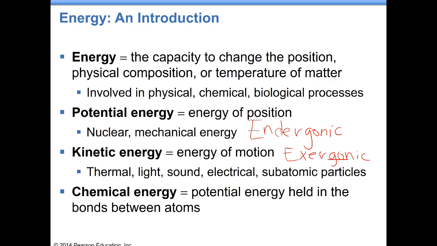Chemical energy is a form of potential energy, and that chemical energy is what's held between the bonds of the atoms that hold a compound together. When the bonds are being held together, that is an endergonic type of energy. When we're breaking the bonds, using that glucose in the process of cellular respiration, that's an exergonic reaction that's taking place.